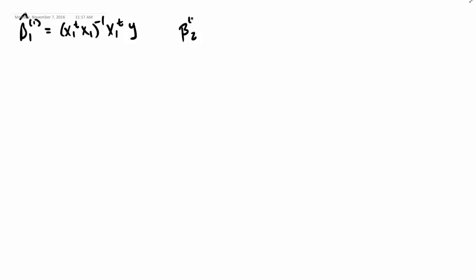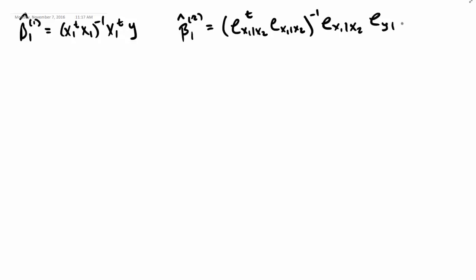And let beta 1 hat with a little 2 be equal to the beta 1 hat I get when including the X2 variables in the fit. Recall, one way I could write this is e X1 given X2 transpose, e X1 given X2, inverse, e X1 given X2 transpose, e y given X2, where e a given b in this case, let me just write this out.